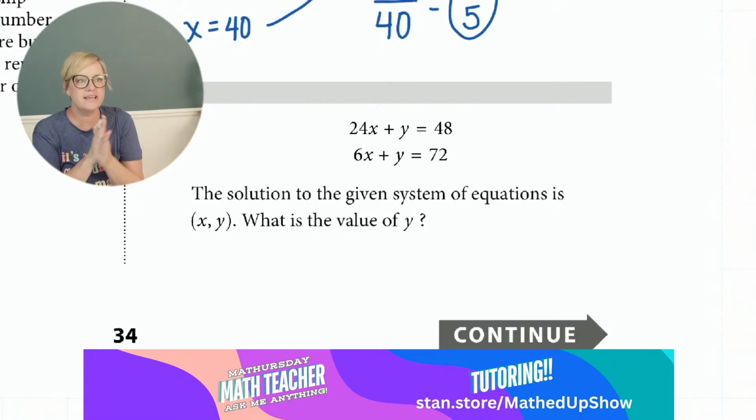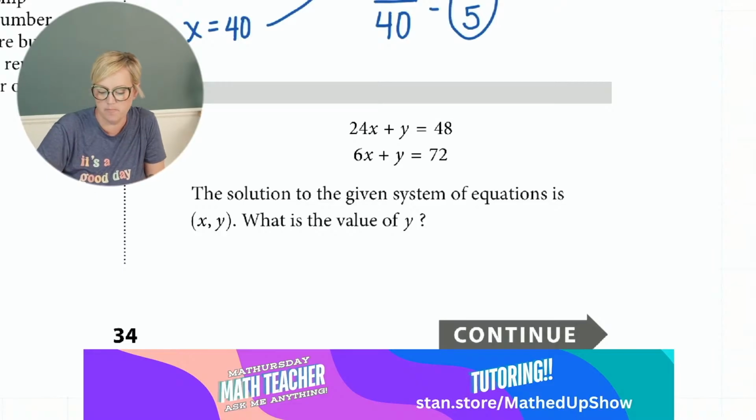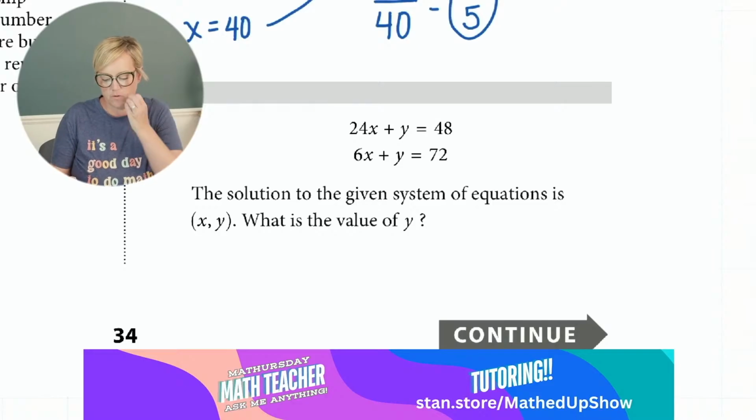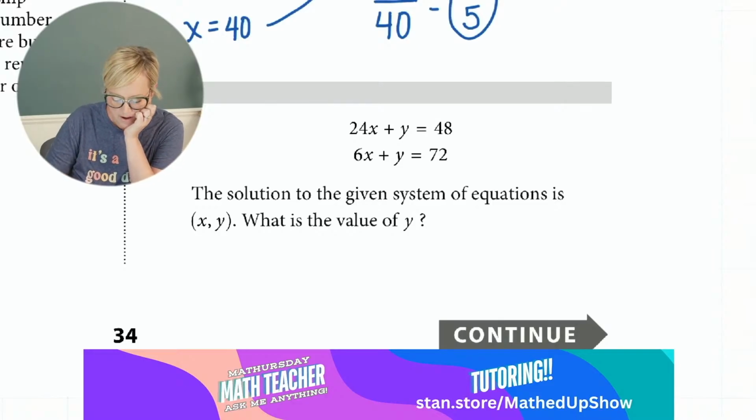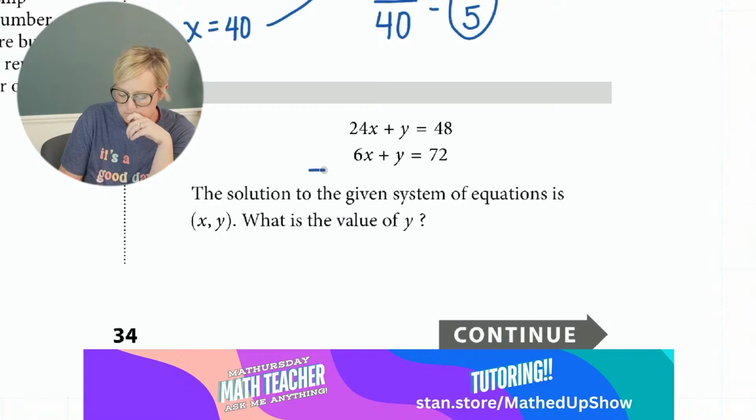Okay, so let's get into how to solve this system of equations. All it's really asking you for is the y value, but we still have to solve the whole thing. With this one in particular, I'm going to do the elimination method, because I have positive 1y and positive 1y. What I'm going to do is subtract these.